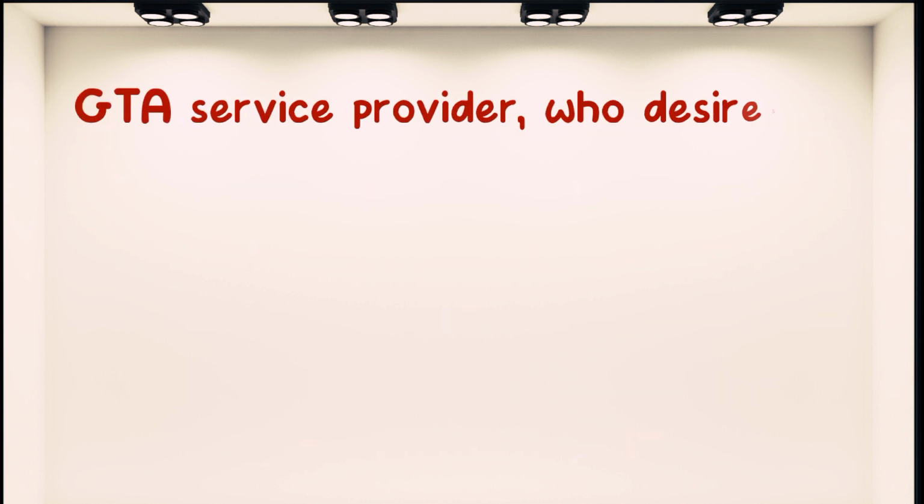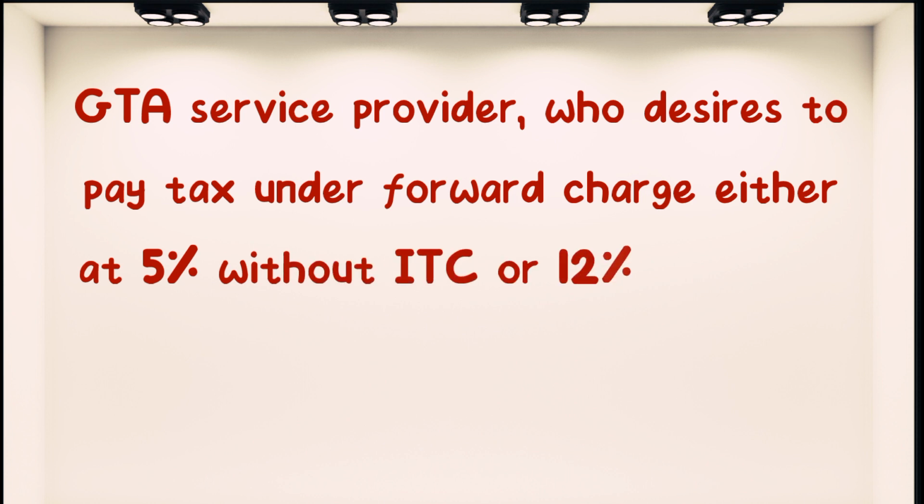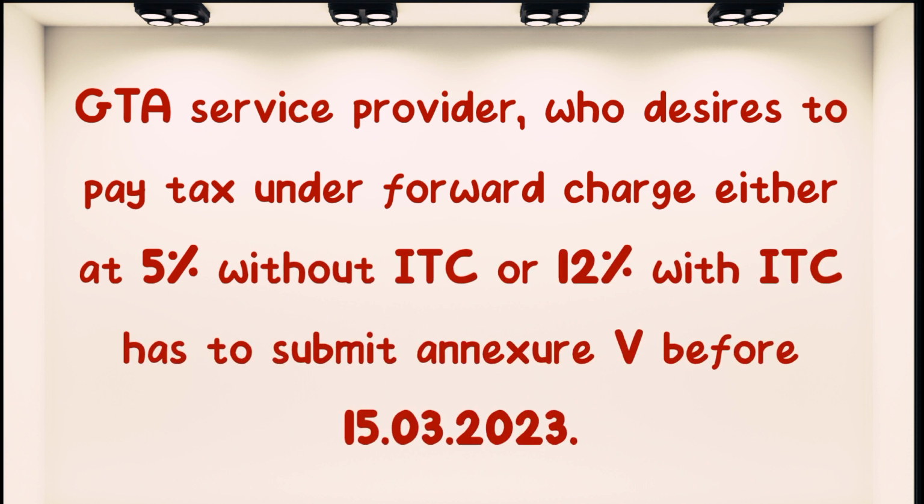A GTA service provider who desires to pay tax under forward charge, either at 5% without ITC or 12% with ITC, has to submit Annexure V before the 15th of March 2023.